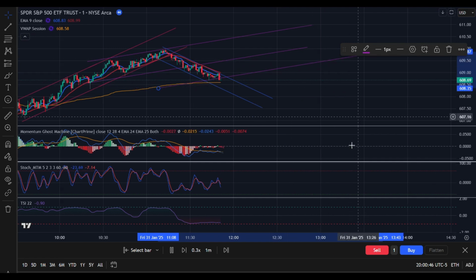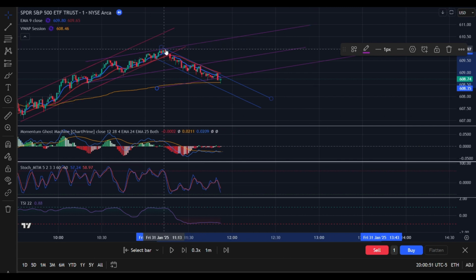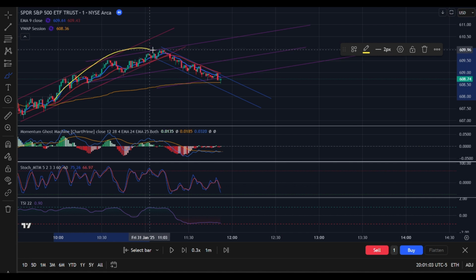Okay, so now, again, we should have been in the trade here for your short. This is your short, right? If you remember, we had this drawn out. So you had 1, 2, 3 chances to get in on this play.